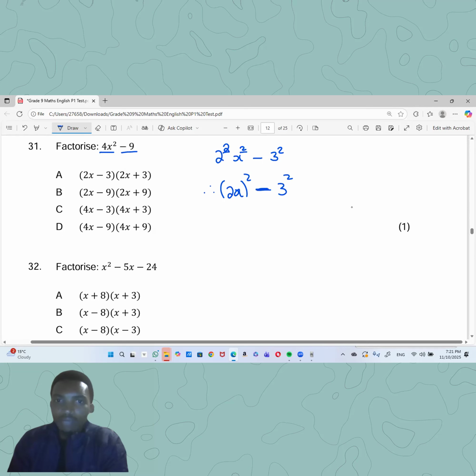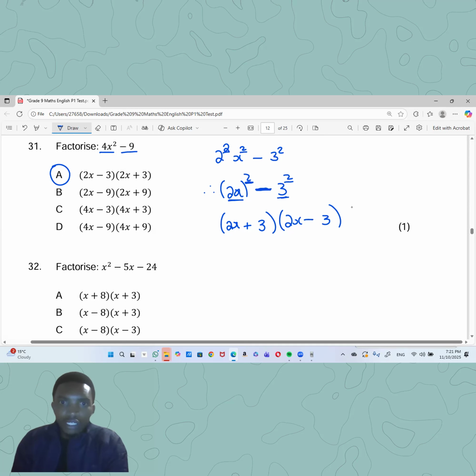What's another name for minus? Subtract, when it's different. So we have a difference of what? Of two squares, right? In a difference of two squares, remember we have our two brackets, and the first term, 2x, we write here, and because there are two of them, we write another one there. Similarly with 3, we write one here and the other one there, and then we write minus and plus. So looking here, our answer should be B, right? Our answer there will be B.